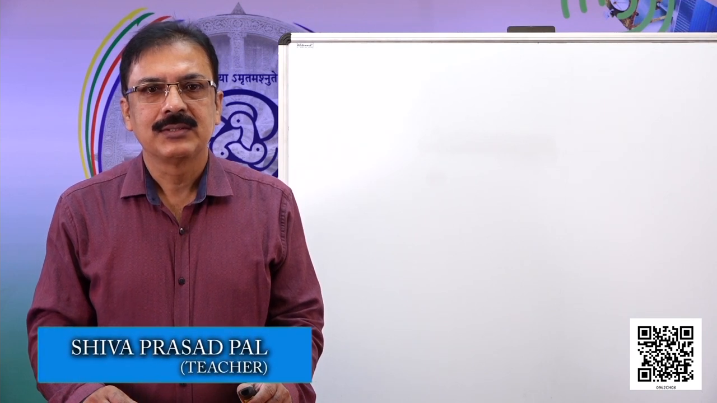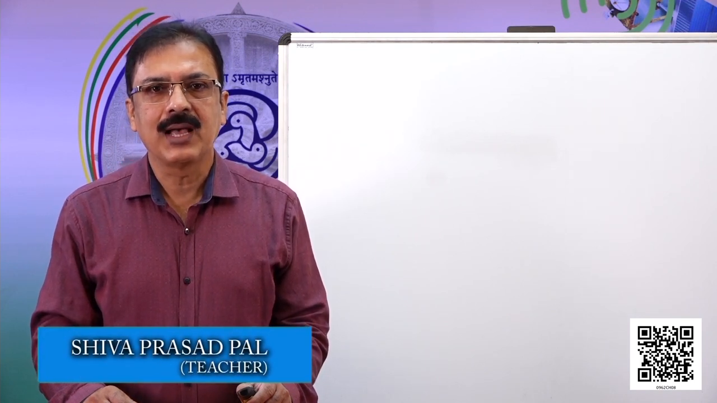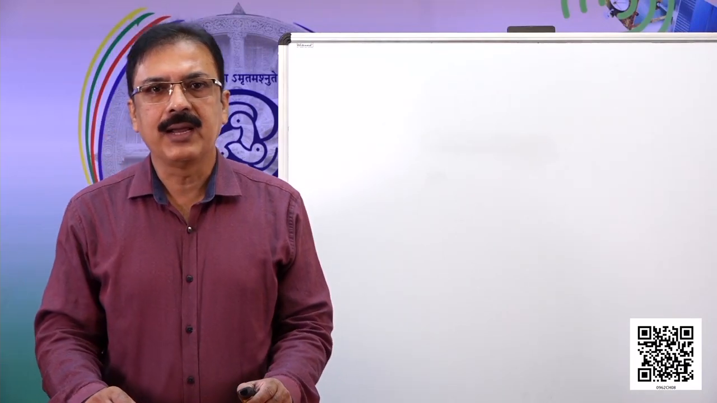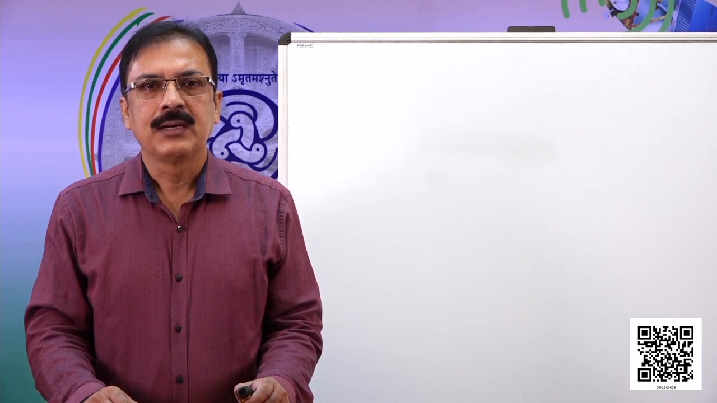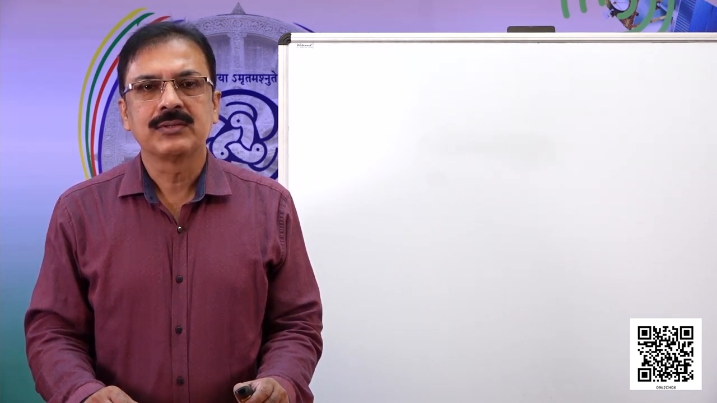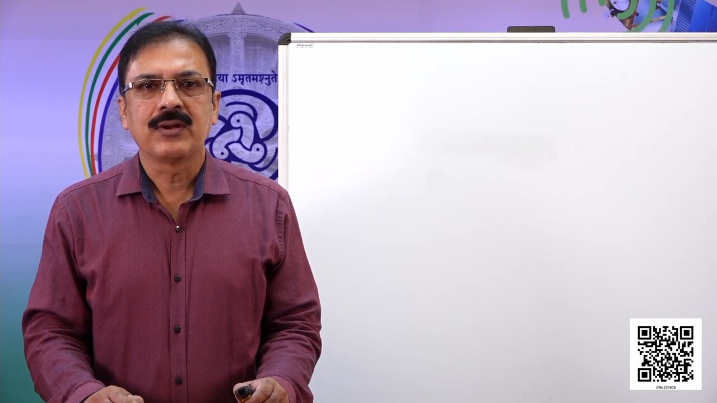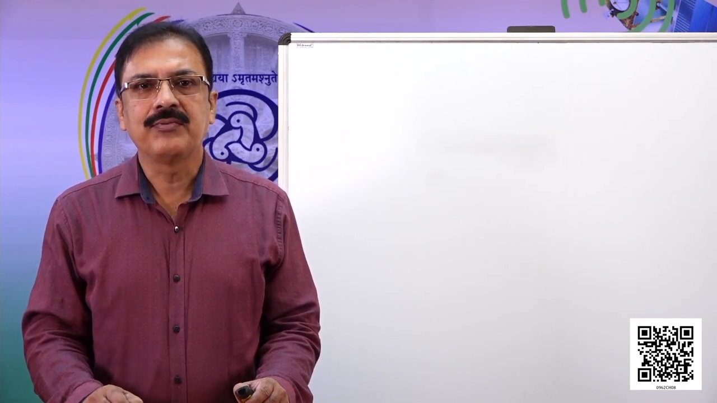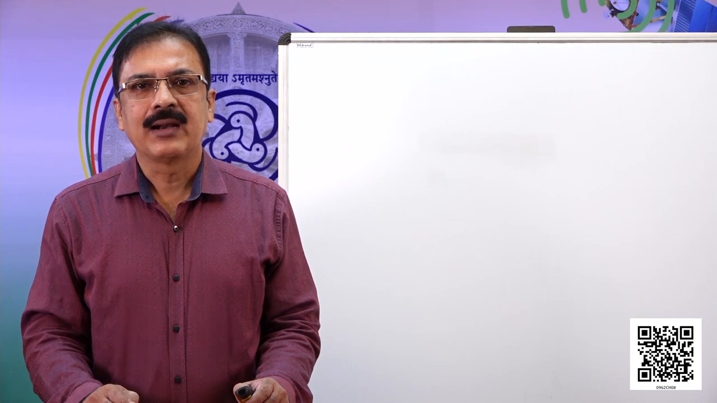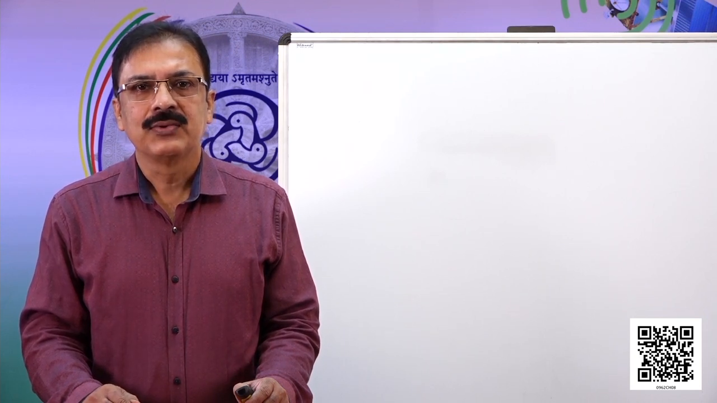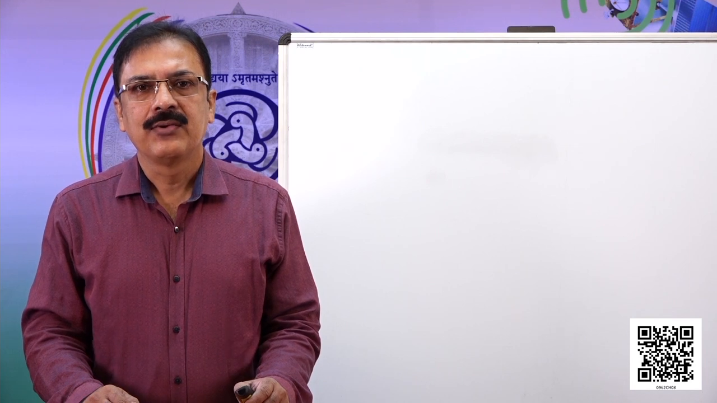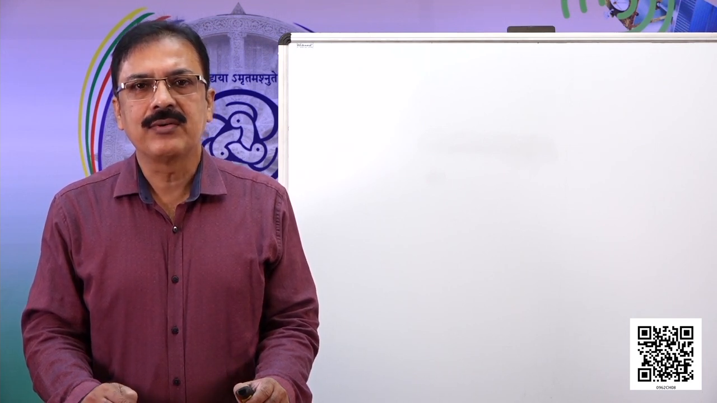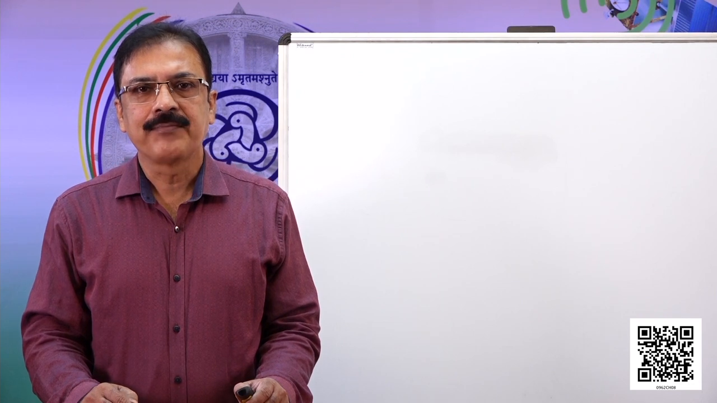Dear students, today we are going to discuss from class 9 mathematics book, chapter 8, about quadrilaterals, part 1. Dear students, you must come across various objects in your day-to-day life, out of which we can get most number of objects which have a quadrilateral shape, mostly rectangular shape. Today we are going to discuss about quadrilaterals.